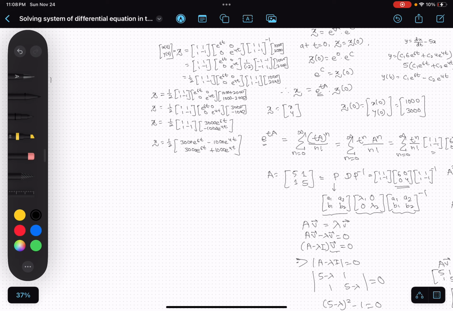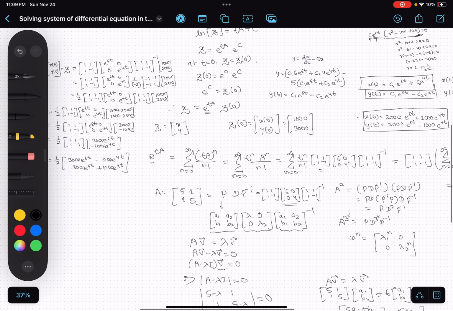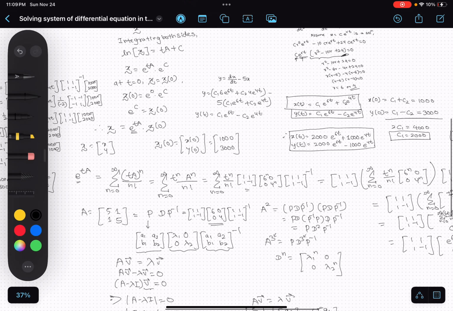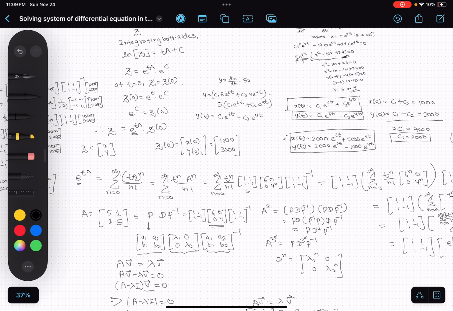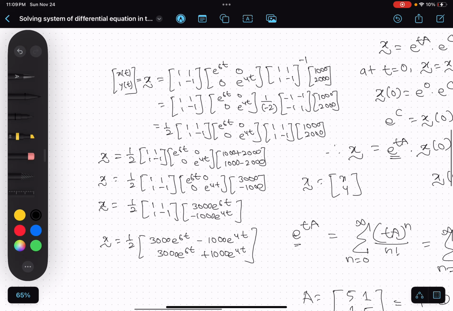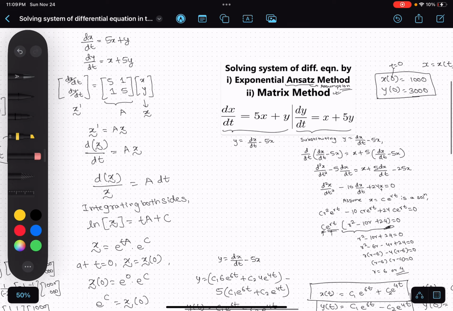Now, if I take half, wait, is there a problem? How can there be a problem? Wait, the problem is this is not 2000. Second one is not 2000. Second one is 3000. Man, this is 3000. In the initial condition it is 1000 and 3000.